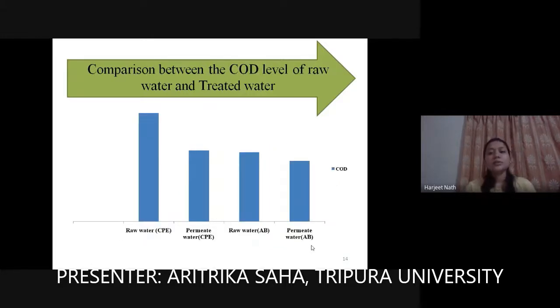Now the comparison of the COD level of raw water and treated water. For the Chemical and Polymer Engineering Department and the administrative building, after filtration the COD level is decreased for the Chemical and Polymer Engineering Department, and the same for the administrative building.